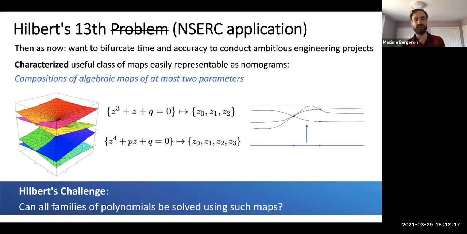The challenge that was left to people was: can all families of polynomials be solved using such maps? This is a generalization of the fact that we all know we can solve polynomials of degree less than 5 in terms of radicals. In fact, you can do the polynomials of degree 5 using these things called Bring radicals, which are maps of this form here. It's z to the 5 plus z plus a equals 0 in that case.